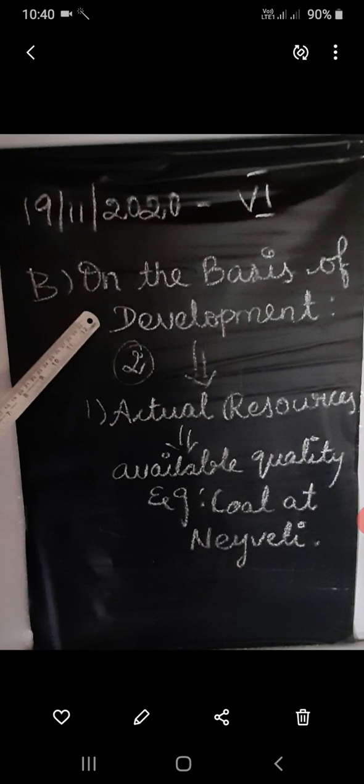Next, on the basis of development, it also contains two resources. One is actual and the other is potential. First, we move on with the actual resource. What is meant by actual resource? Actual resources are used according to the quantity available. Available quantity is known as actual resources. For example, coal.